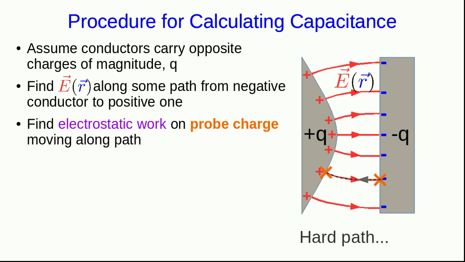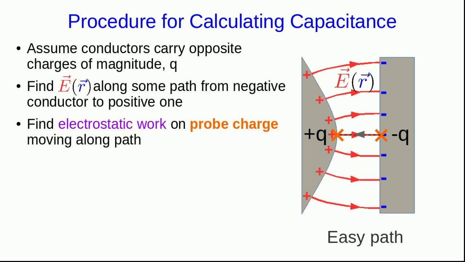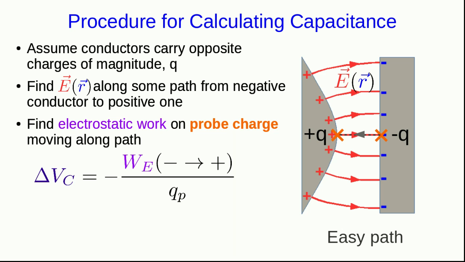And so you could choose a hard path. There are any number of hard paths for any conductor that you can choose, but you might as well choose the easiest path possible and calculate the electrostatic work along that. And then you know that from that electrostatic work you can get the potential difference between the plates.